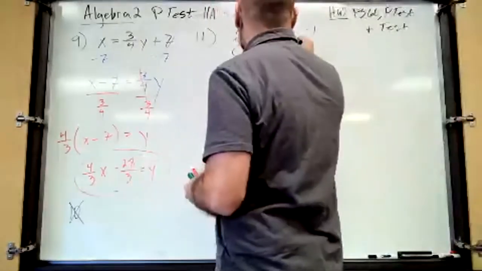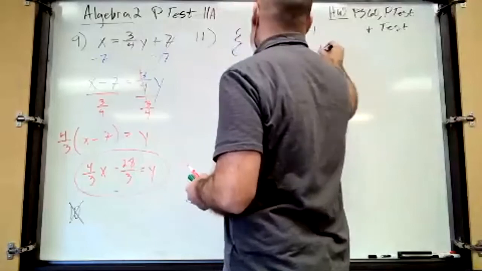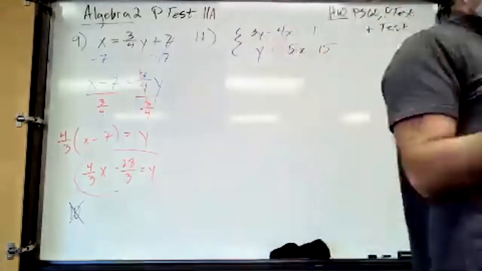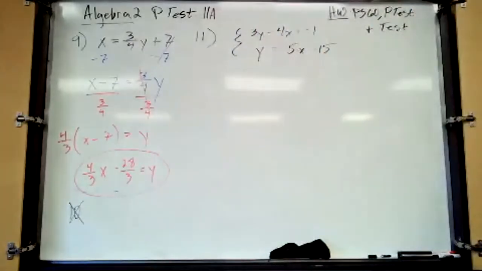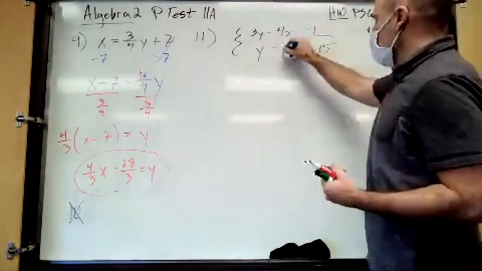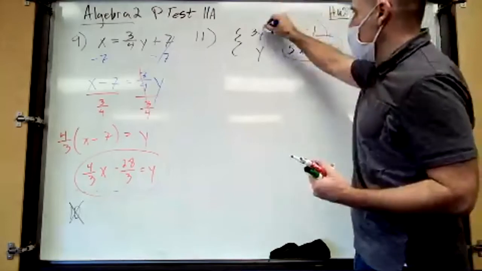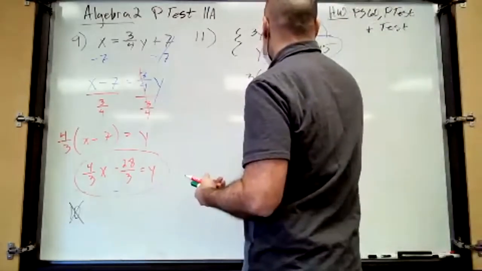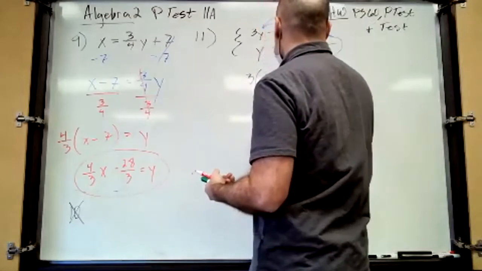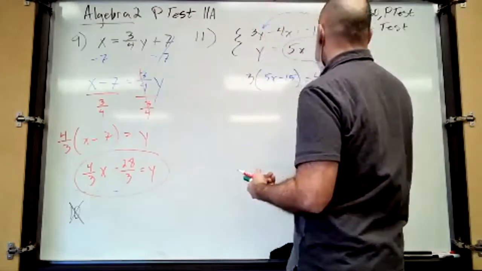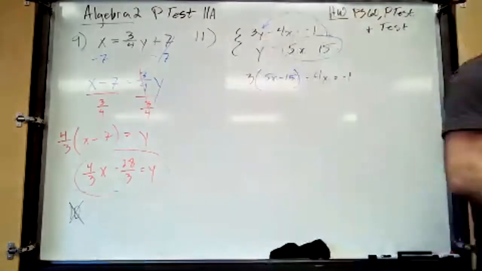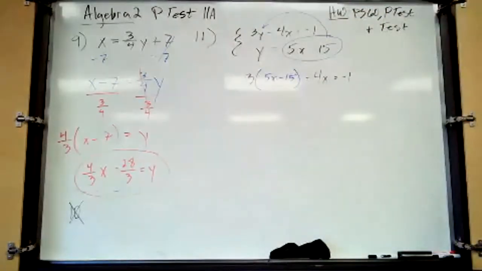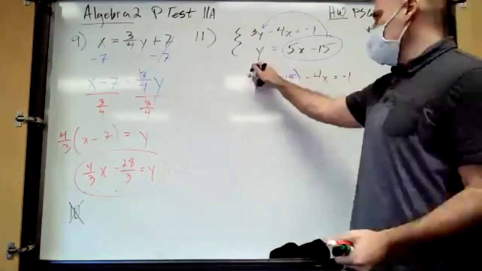So then you have positive 5x over on this side minus 15. See what I did there, that first step? I just got that vulnerable y by itself. So now I can plug this in for y right there. So 3y minus 4x equals -1. You guys remember doing this? Okay, so now simplify and solve.